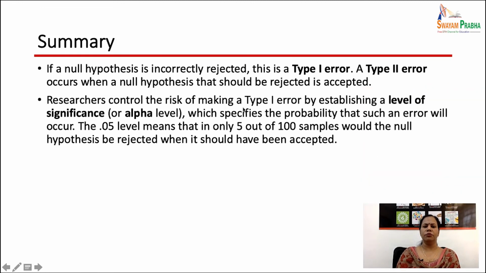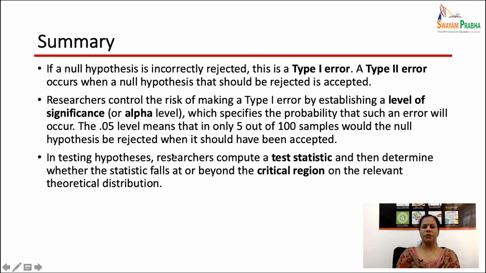Researchers control the risk of making a type 1 error by establishing the level of significance, that is the alpha level, which specifies the probability that such an error will occur. A 0.05 level means that in only 5 out of 100 samples would the null hypothesis be rejected when it should be accepted. It means 95% confidence and only a 5% chance of error is selected, and we keep our critical value or level of significance at 0.05.